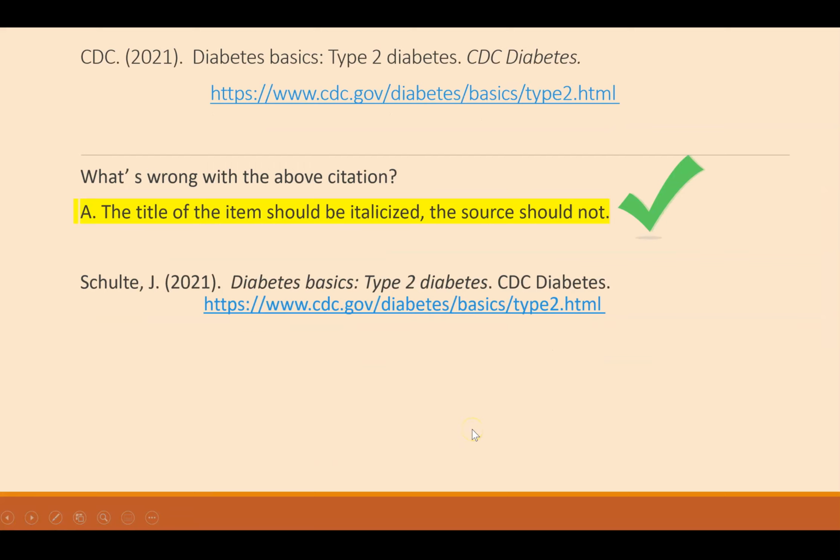If you chose that the title of the item should be italicized and the source should not, that is correct. This was the citation in the question. And if you look below, you will see that the name of the item is italicized and the web page is not.